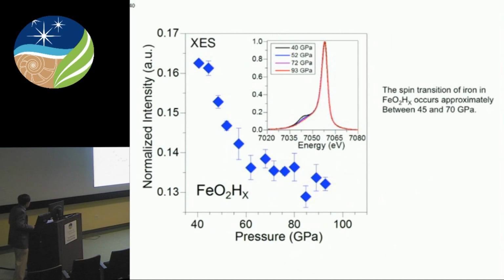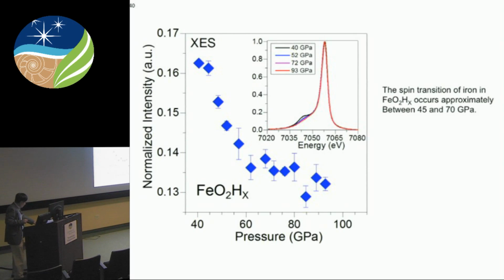Okay, we can do X-ray emission spectroscopy. That tells you whether it's high spin or low spin. And this phase at low pressure is high spin. You can reverse it by releasing pressure. You cannot release it to ambient condition, but you can release it to 40 GPa, and at this level you can see the sharp change. This is the low spin, this is the high spin. So it actually has a high spin to low spin transition at about 45 to 70 GPa. So once we made this phase, in the deep lower mantle, at about 76 GPa, this is all low spin iron.